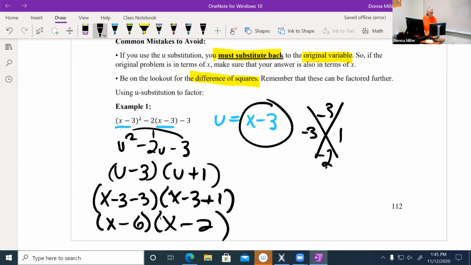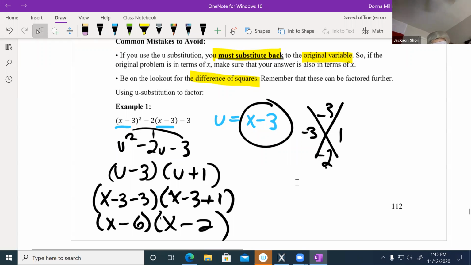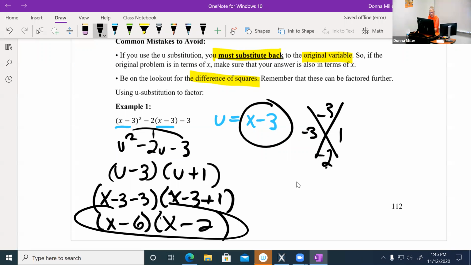Okay. So x minus 2 and x minus 6 is your answer? That would be my answer, right? Okay. That's factored.